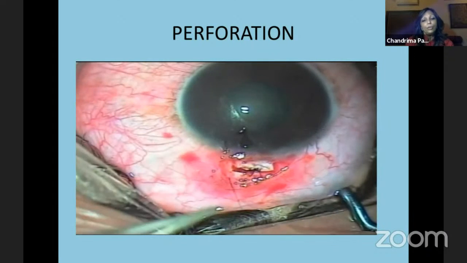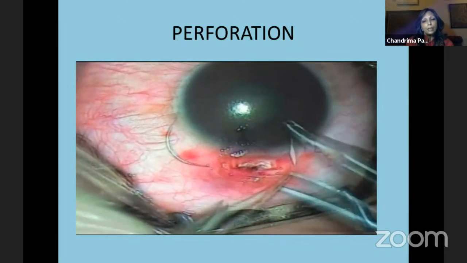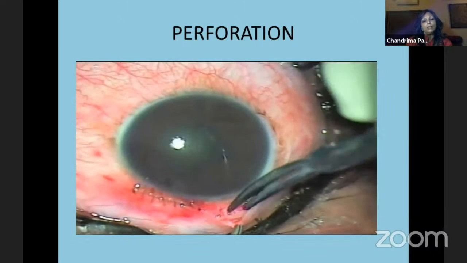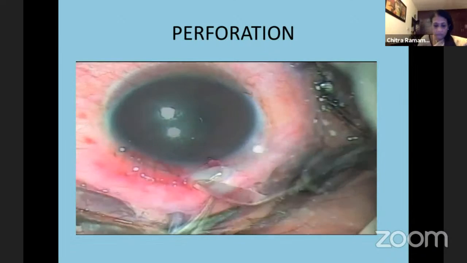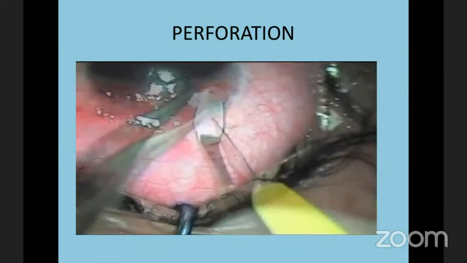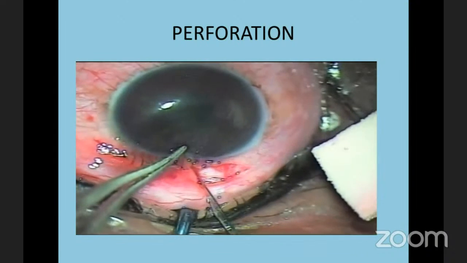All you have to do is basically close up that wound completely and start afresh. So I closed that and then I started afresh, and I did my surgery just as it was planned. And that is it, basically.